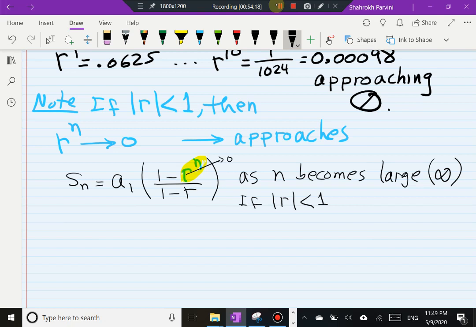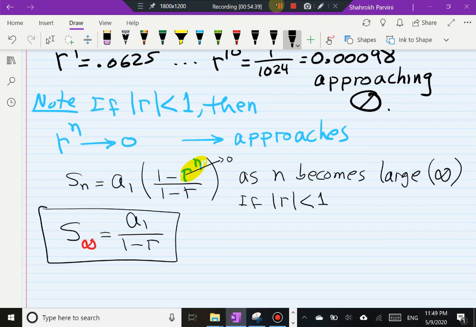So the expression at that point looks like this. We're going to adjust the subscript to S sub infinity, because now we are not adding n terms, we're adding an infinite number of terms. It's going to be 1 minus 0 in the numerator, which is 1, multiplied by a1, divided by the denominator. So we get this very simple formula, much easier than the formula for the nth partial sum. This formula is known as the sum to infinity formula.